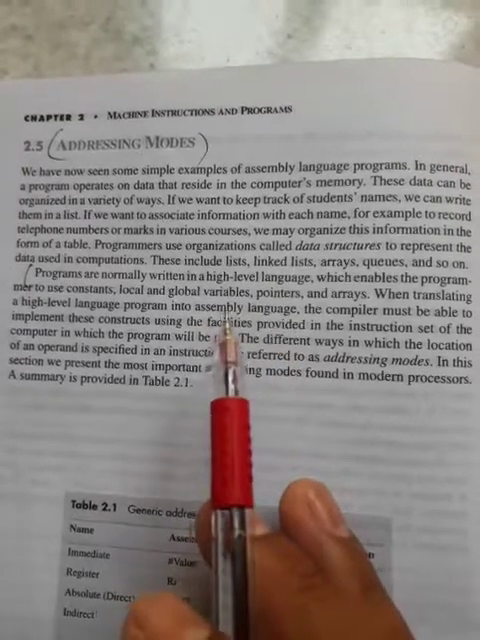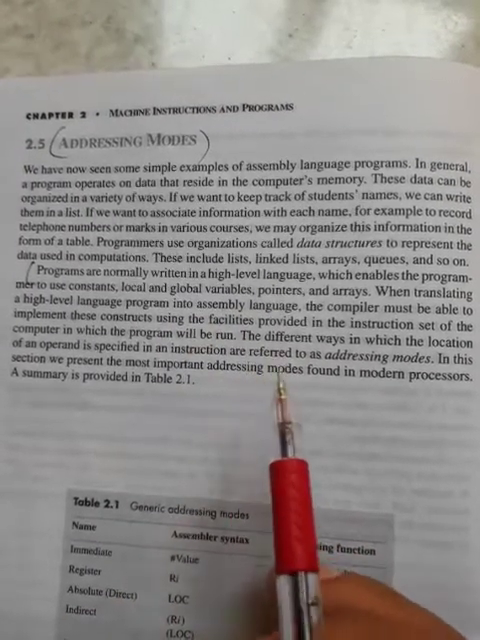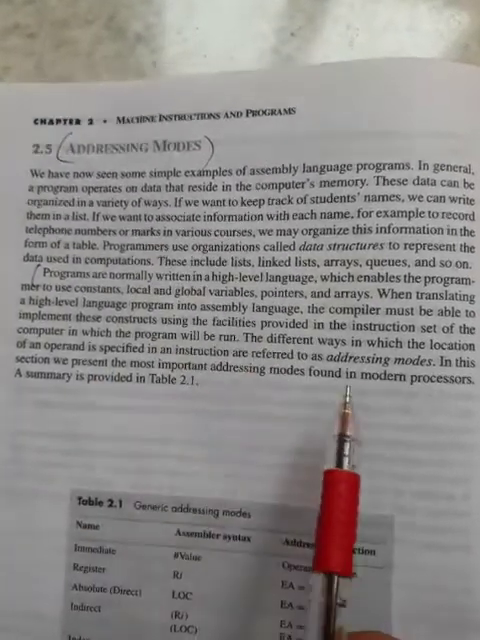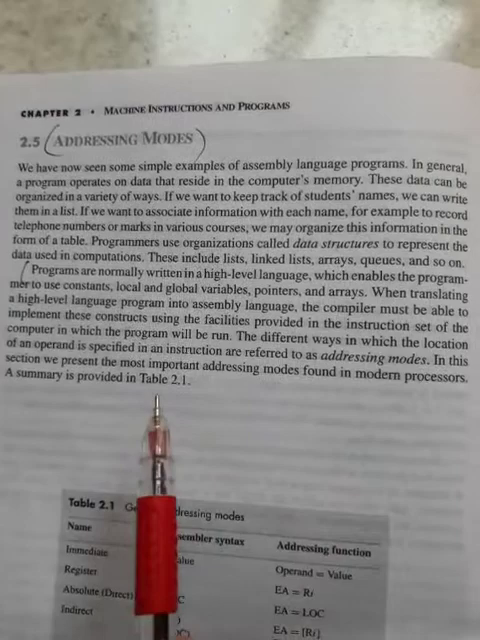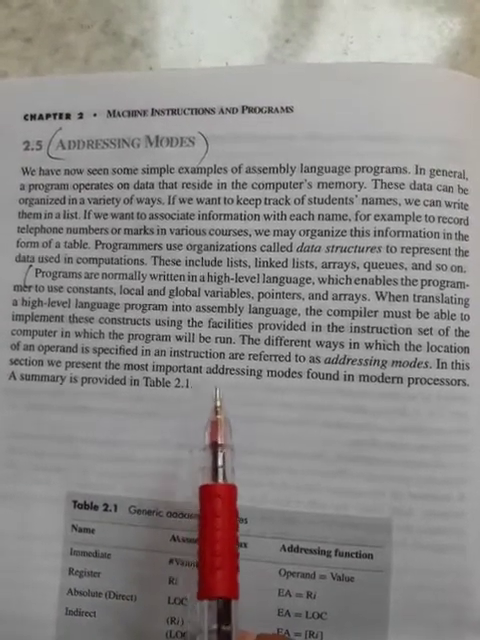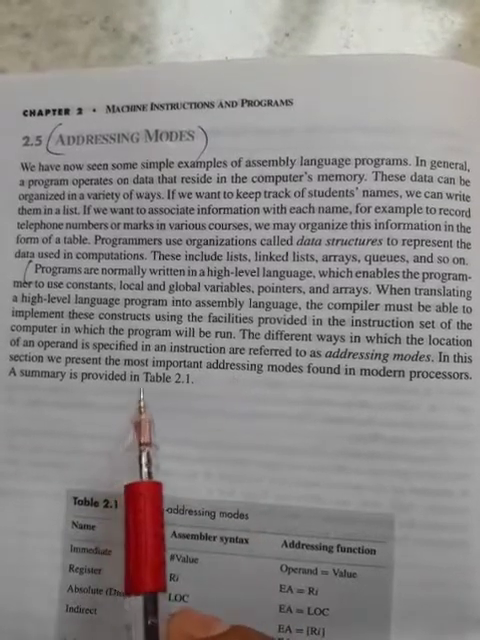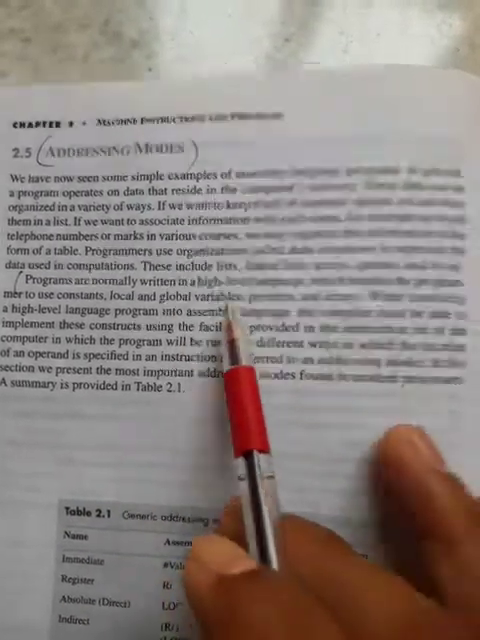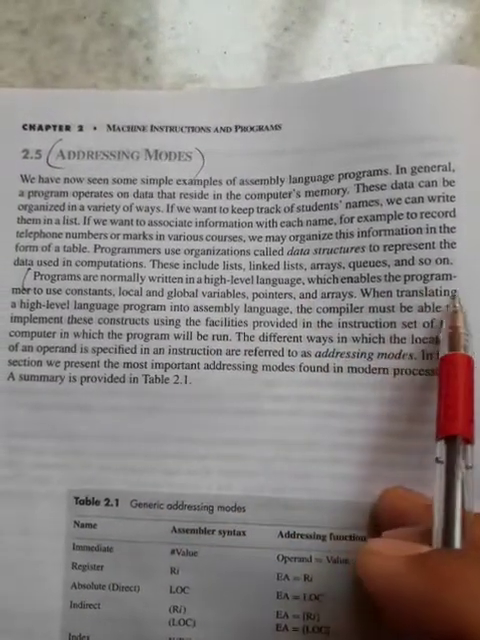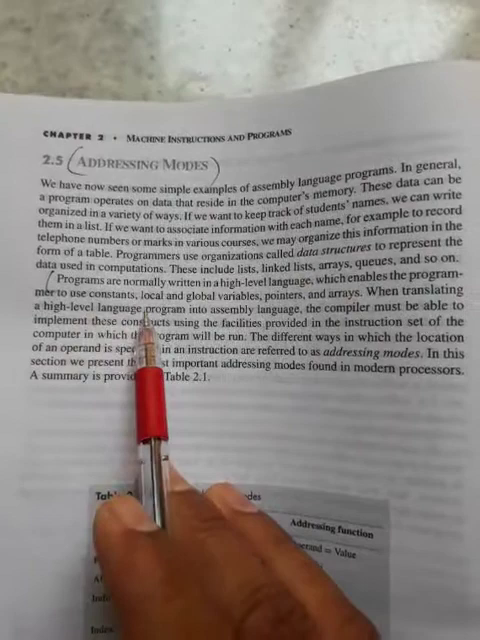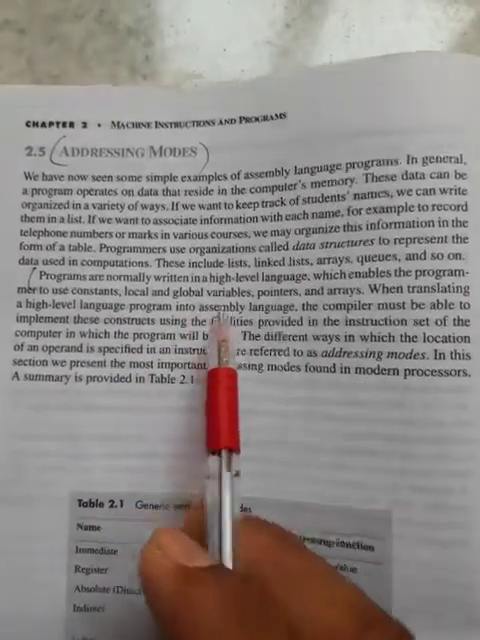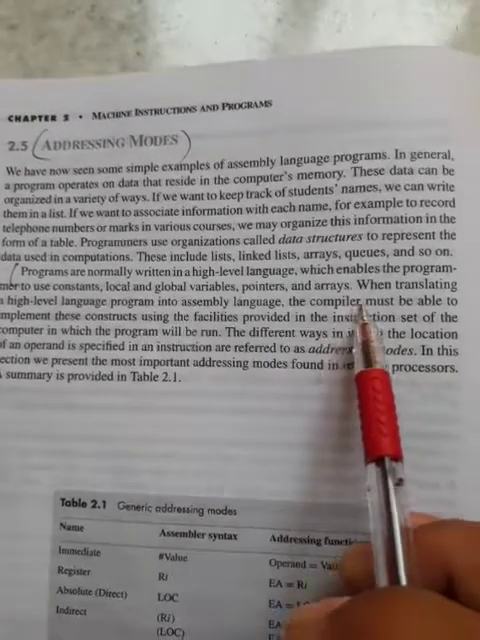Low level language is nothing but zeros and ones. To convert from high level language to low level language, we need a language called assembly language. Assembly language is the combination of a high level language and a low level language. Programmers normally write in a high level language, which enables the programmer to use constructs like local and global variables, pointers, and arrays.